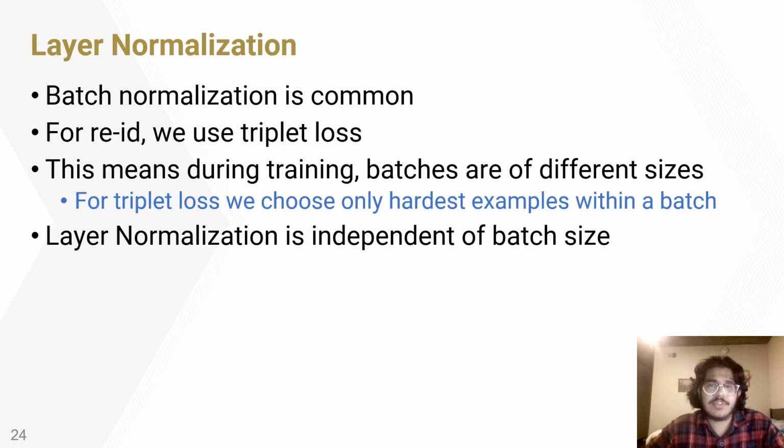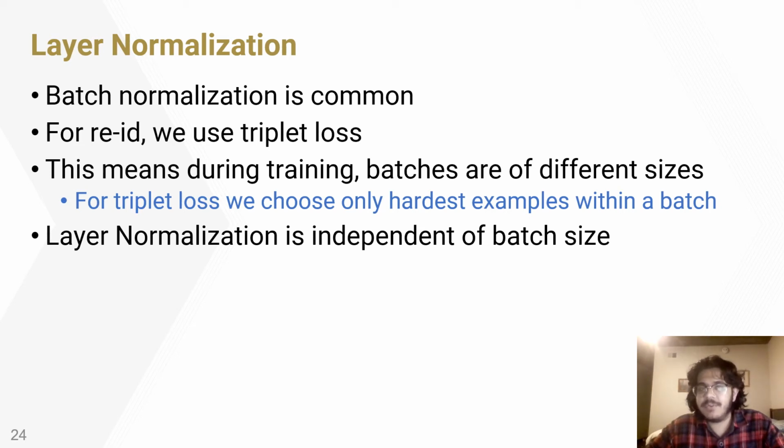Batch normalization is common in neural networks to improve training. However, batch normalization requires constant batch size. Now, in this case, we are using triplet loss, where the batch size changes during training. This is because we're using batch hard mining with triplet loss. Triplet loss requires 3 images for each input, and the images are an anchor, a positive, and a negative, where the anchor and the positive are from the same class and the negative is from a different class.